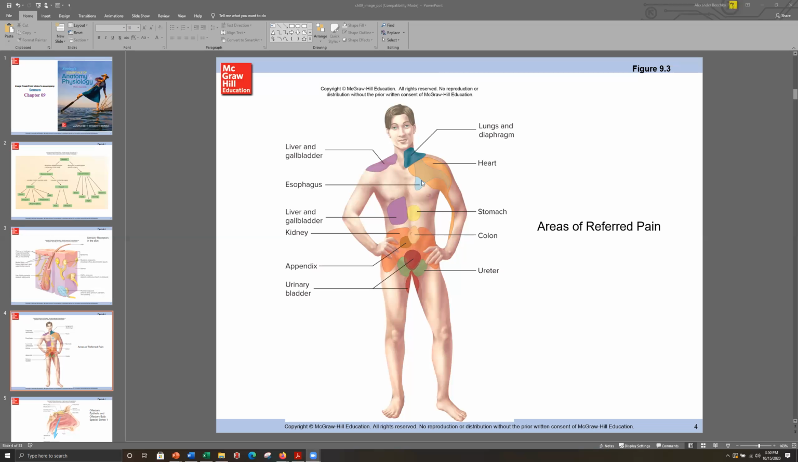Then we have some other interesting areas of localized pain as well. So we have esophageal pain that can be linked to this upper left portion of the chest cavity, lungs and diaphragm kind of in the upper neck region, liver and gallbladder in this right neck region over here, okay? Liver and gallbladder just here, stomach just here, colon right in the middle around the navel area or umbilical region, appendix just here, and then we have this large orange area associated with our kidneys.